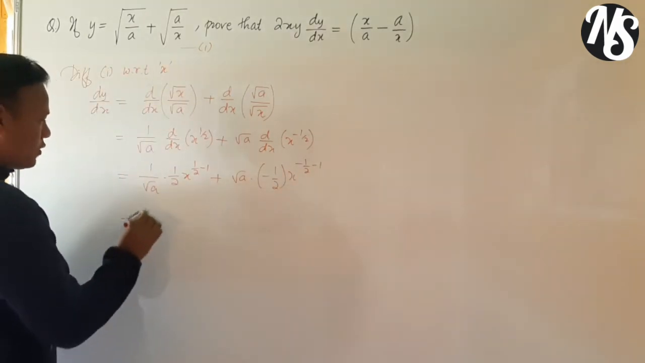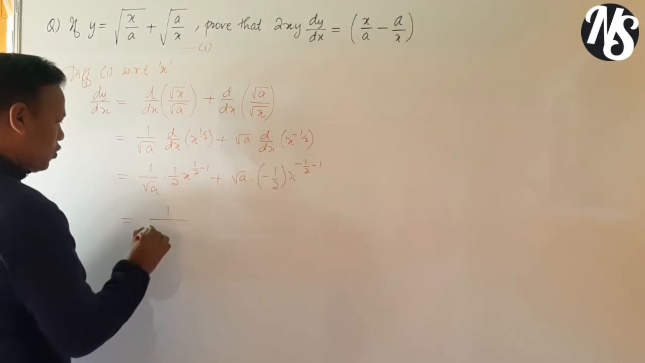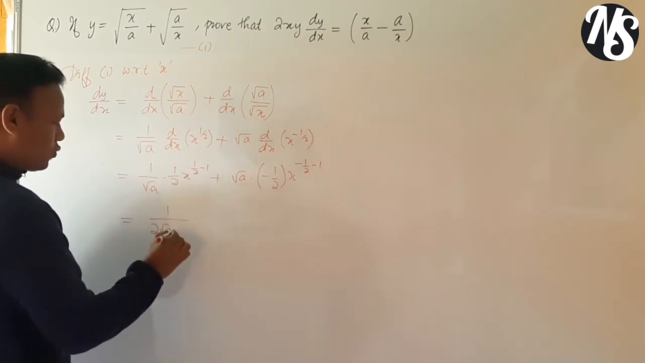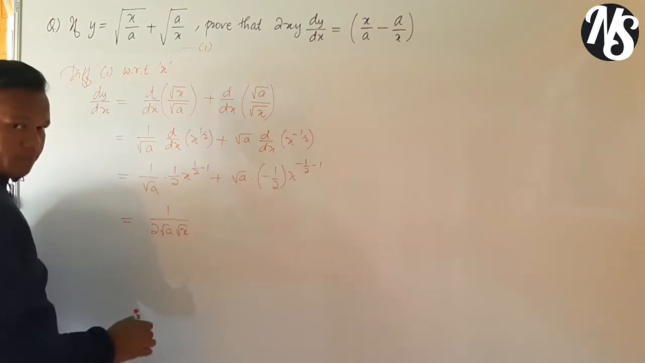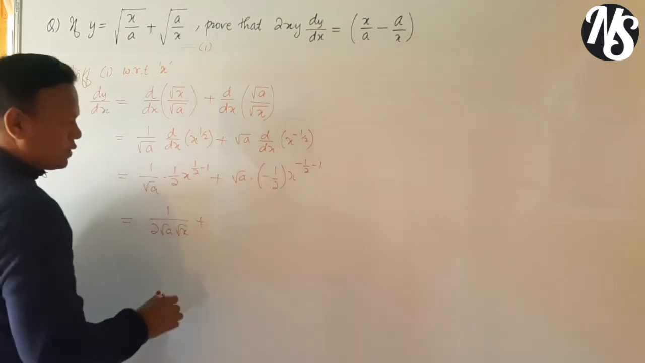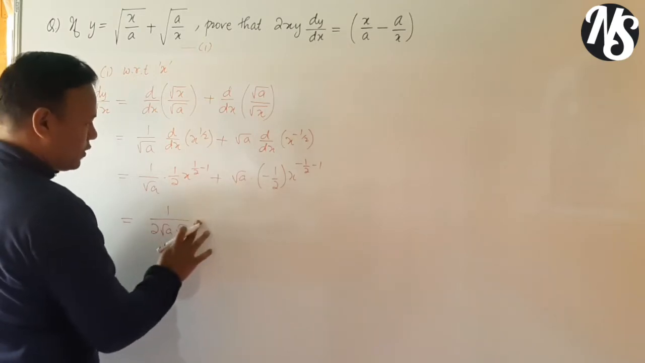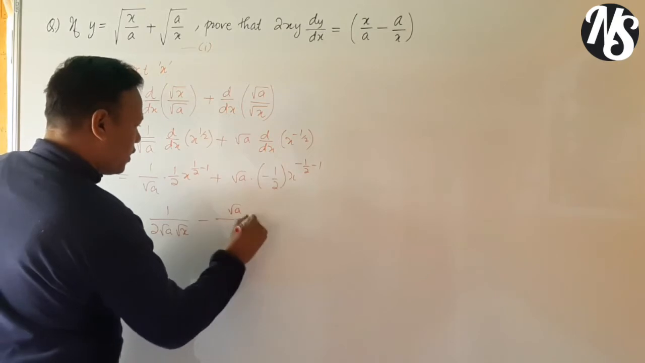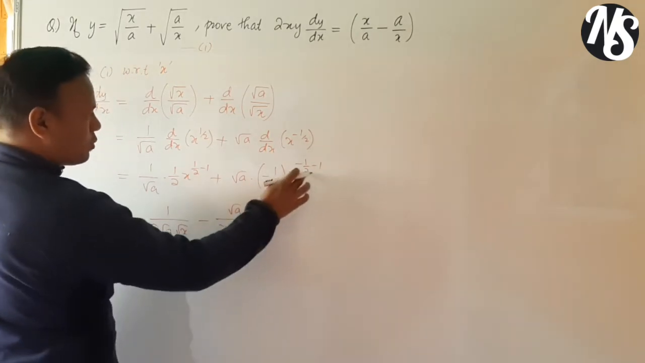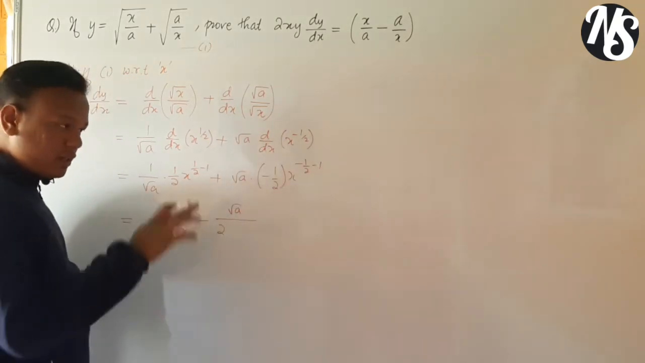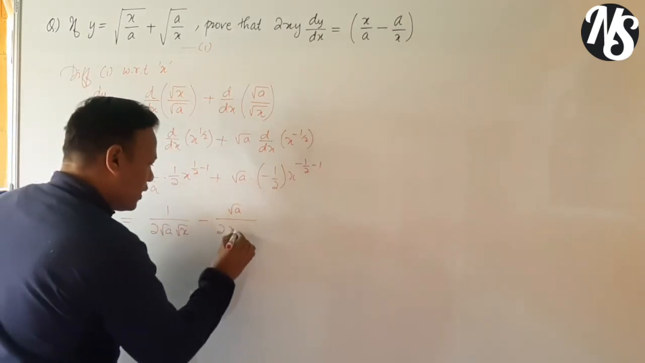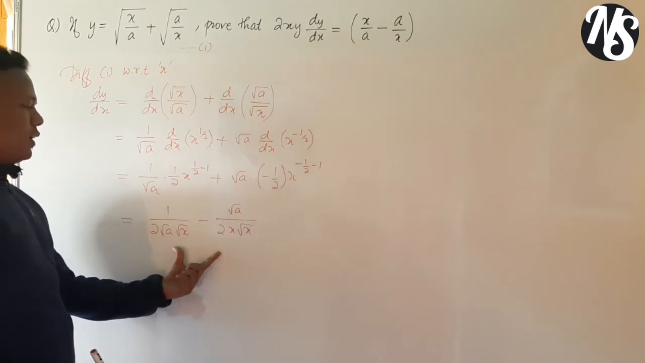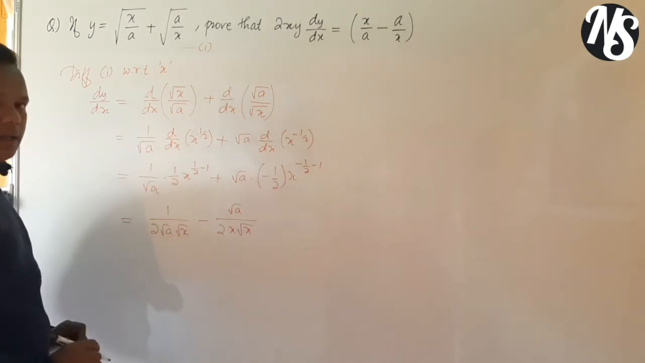Yes, okay, so this becomes 1 by 2 root a, x to the power minus half, which is square root of x, right? Plus, I'm sorry, plus into minus is minus. So we have in the numerator root over a, and this 2 is in the denominator. This is x to the power minus 3 by 2, and you know that x to the power minus 3 by 2 can be written as x root over x in the denominator. So this is my value for dy by dx.